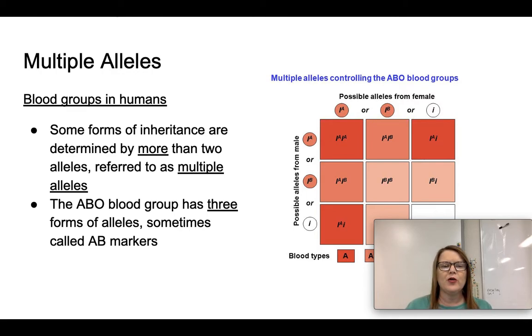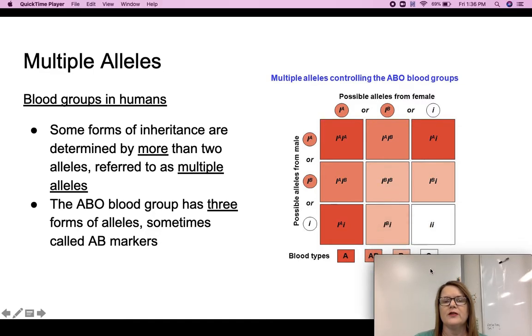The ABO group has three forms of alleles, sometimes called AB markers. They produce antigens on your blood cells, and those antigens can be either A antigens, B antigens, or your red blood cell can have neither of those antigens and be called type O blood. They represent this by a few different genotypes here.